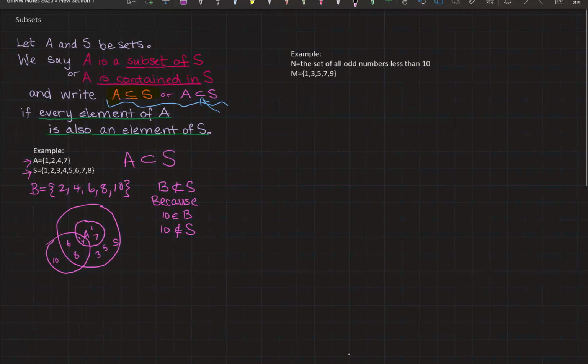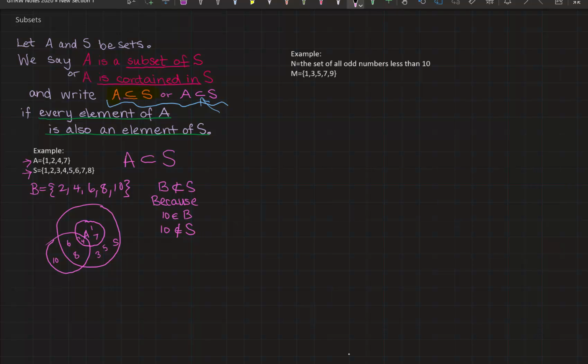Let's now look at a second example that illustrates how big subsets could be. And by big, I mean how maximal. So suppose we have the following two sets. N is the set of all odd numbers less than 10, and M is the set {1, 3, 5, 7, 9}.